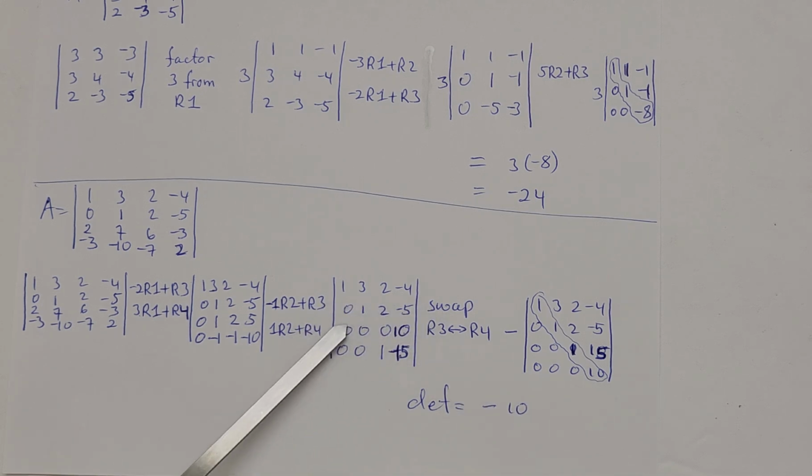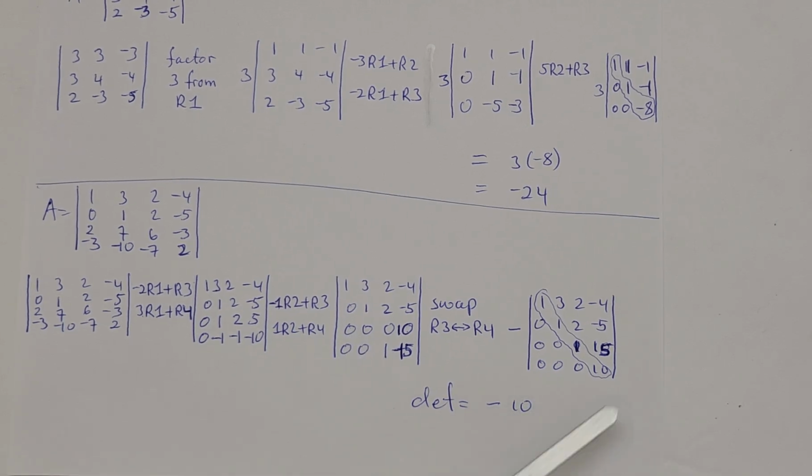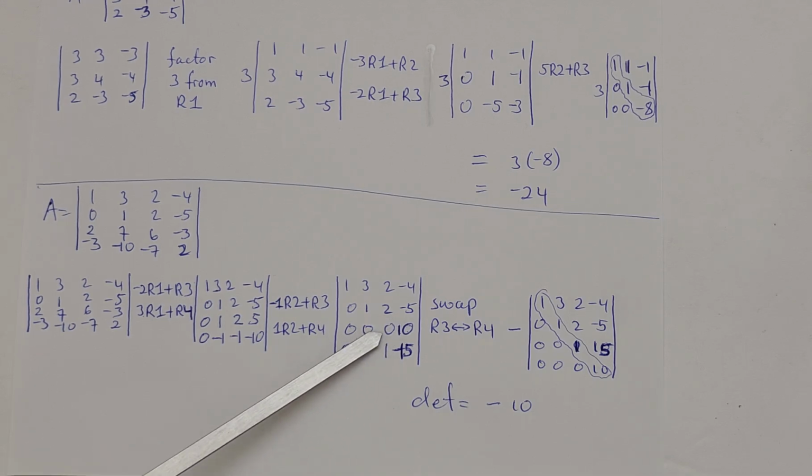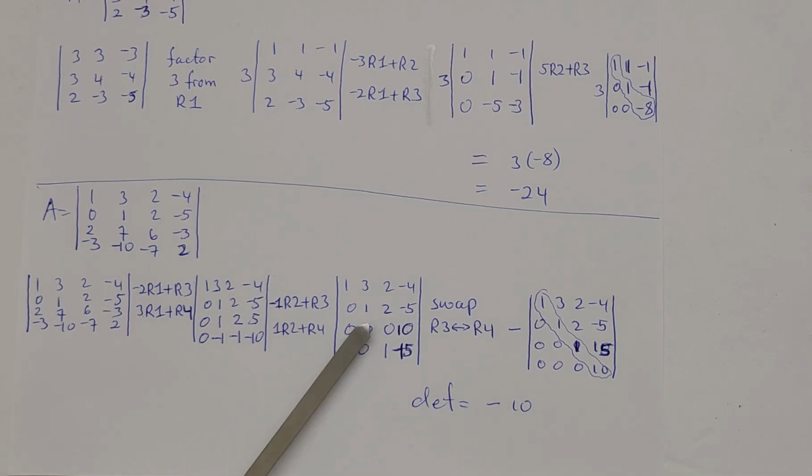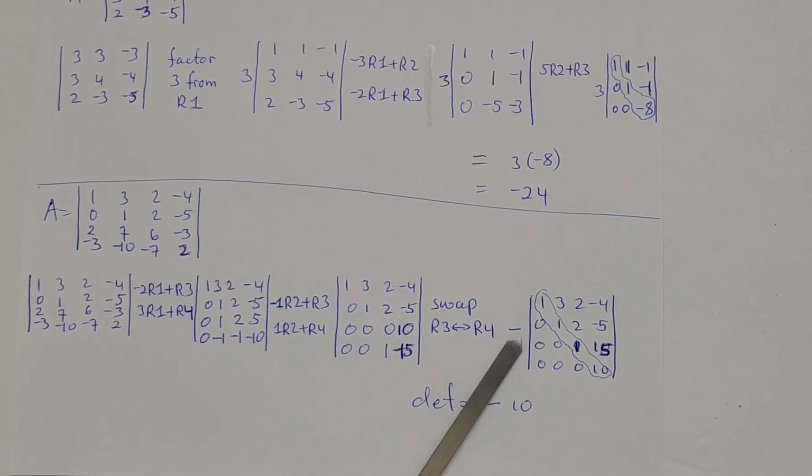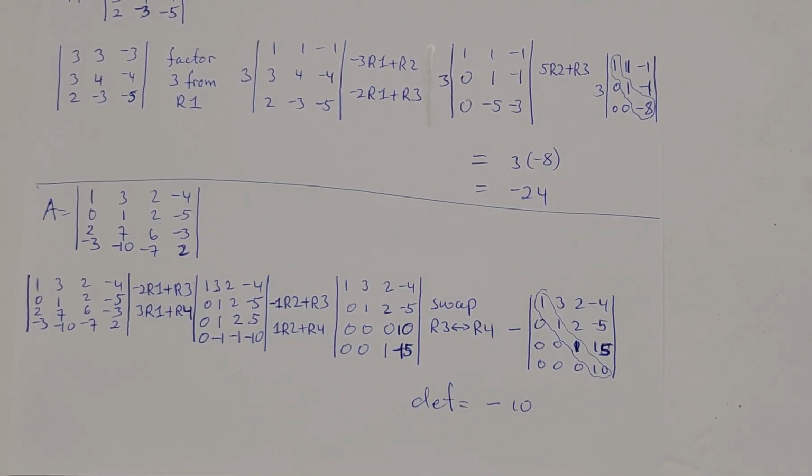So row 1 and row 2 stay. Row 4 goes up to 3. Row 3 goes down to 4. Again, I want to switch these 2 rows because this spot cannot be a 0. It could be any number but not 0. Okay, once I switch the rows, don't forget the negative. I have to put that negative in.